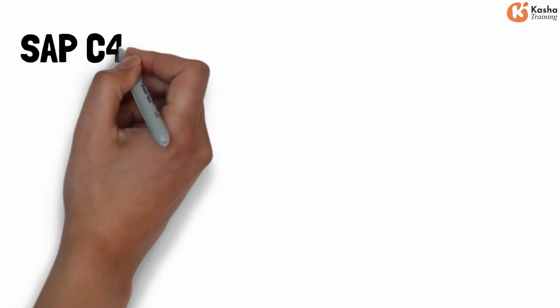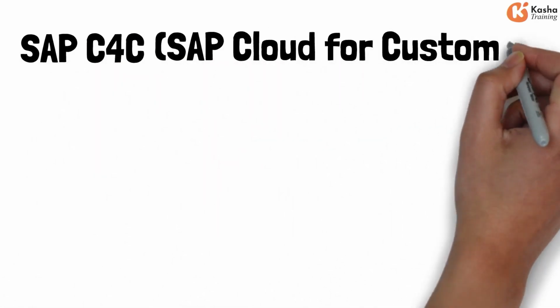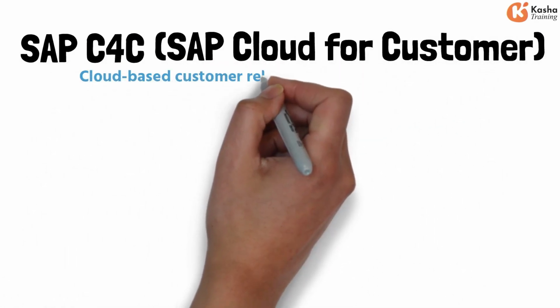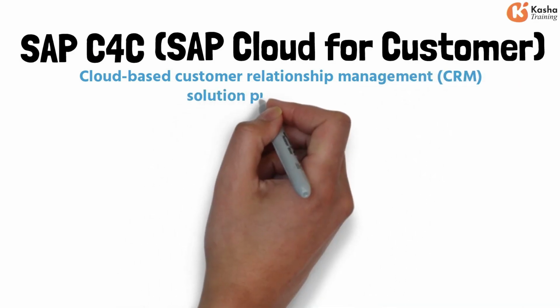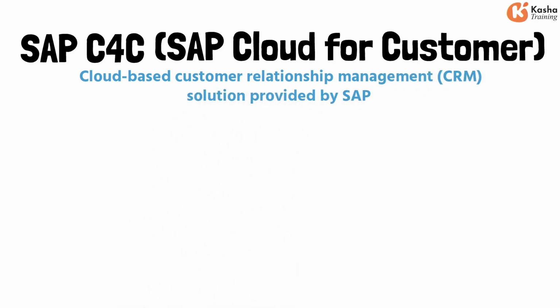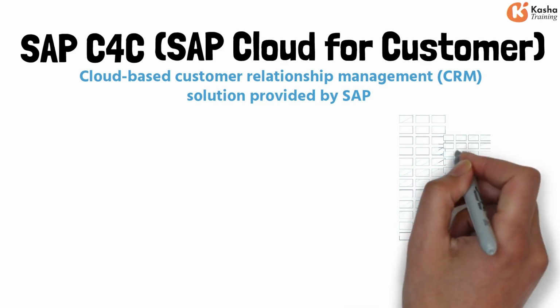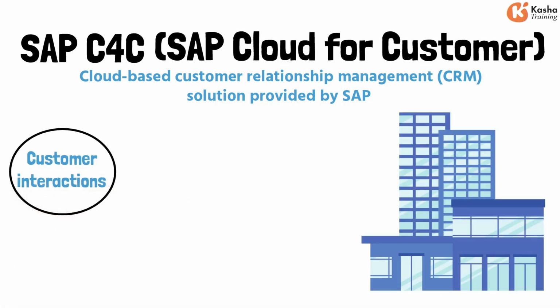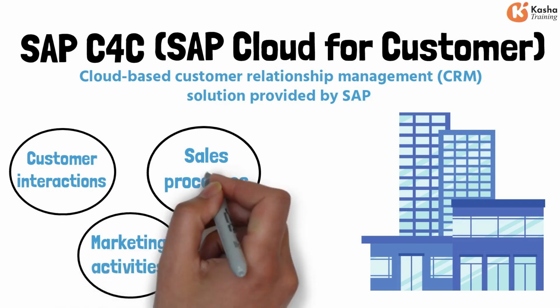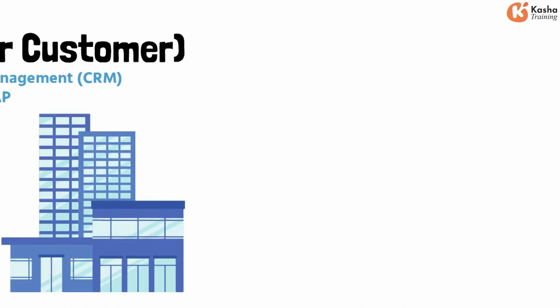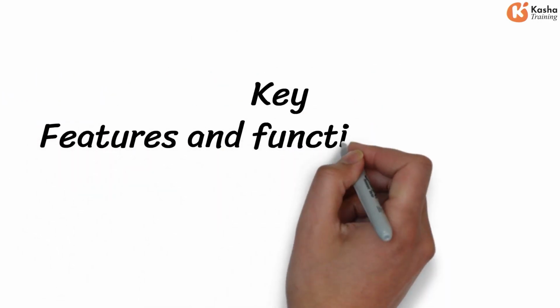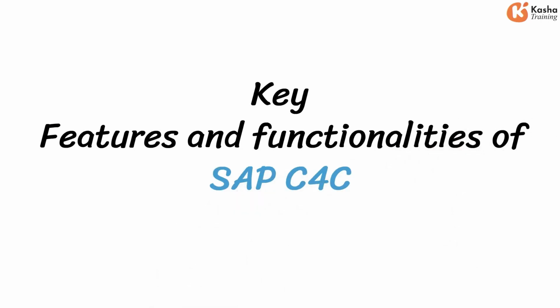SAP C4C, also known as SAP Cloud for Customer, is a cloud-based customer relationship management (CRM) solution provided by SAP, a leading enterprise software company. SAP C4C is designed to help businesses manage their customer interactions, sales processes, and marketing activities in a centralized and efficient manner. Here are some key features and functionalities of SAP C4C.